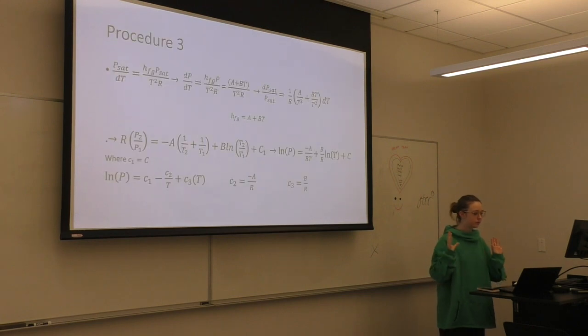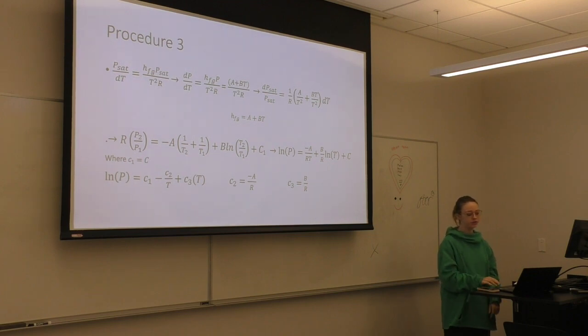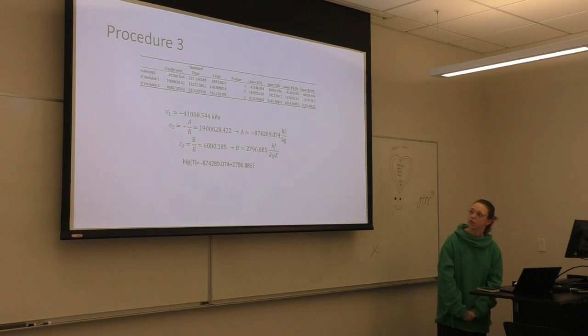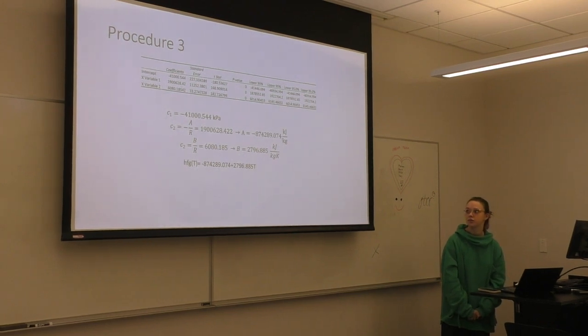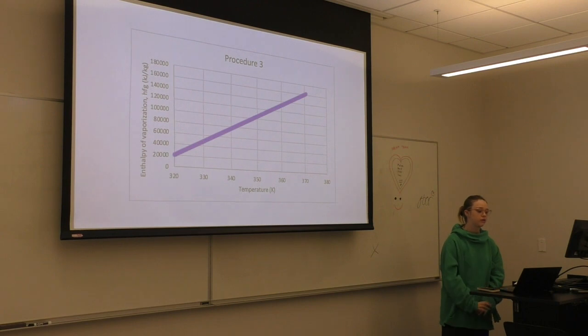And then for procedure 3, we're doing the same thing as procedure 2, except this time the latent heat is equal to A plus B of T. And then once we interpolate the data, we have to find both C1, C2, and C3, which was done using the regression software in Excel. And then you get your C1 value, which gives you your A value that you can plug into your hfg equation, and also your C2 value, which gives you your B value, which you can once again plug into your latent heat equation to create a graph that is linear.